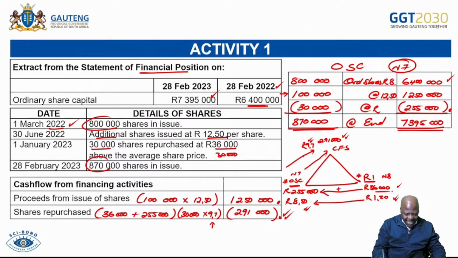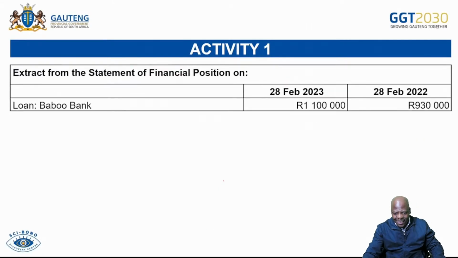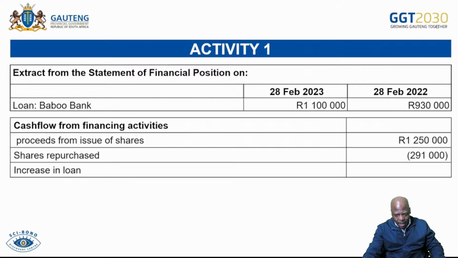Okay, let us now go to the last part. And the last part has to do with the loans. Remember, I spoke about two different types of finances: own finance, shares, borrowed finance, loans. So we have to look at the loans and see, did the loans increase or decrease? An increase in loans means we have received a loan. A decrease means we've paid back a loan.